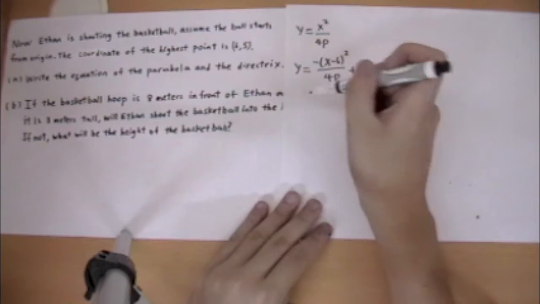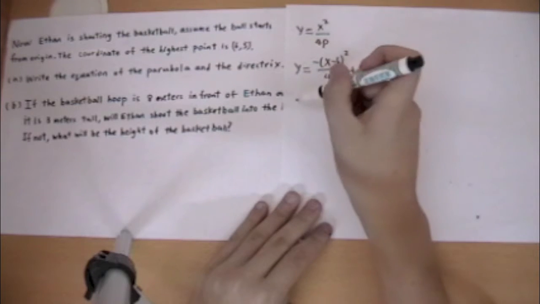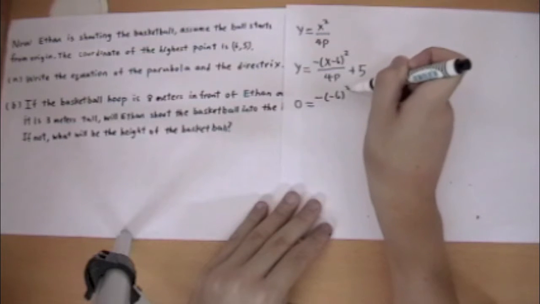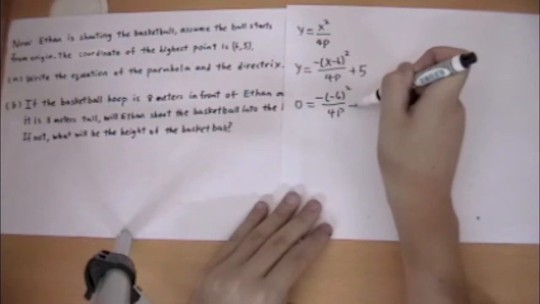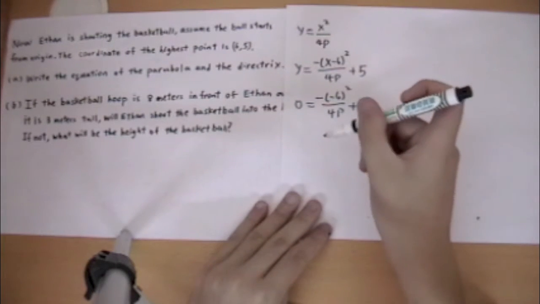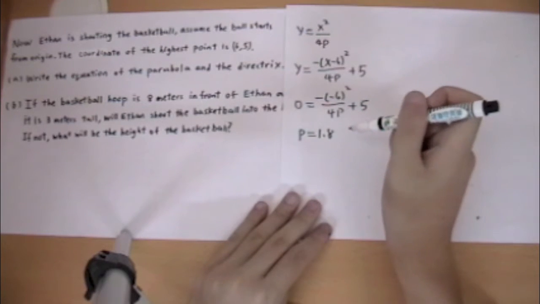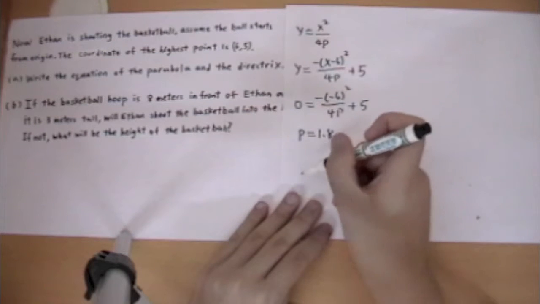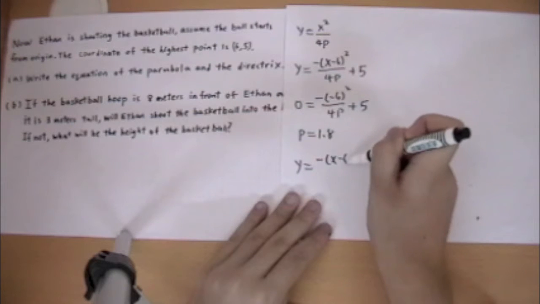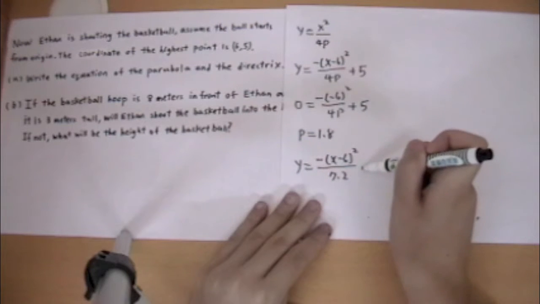And now we need to solve for p. So we plug in the origin coordinate, which is 0, 0. So we get 0 equals negative 6 squared over 4p plus 5. And after all the calculation, we get p equals 1.8. And then we just need to plug it back into the equation. We'll get y equals negative x minus 6 squared over 7.2 plus 5.